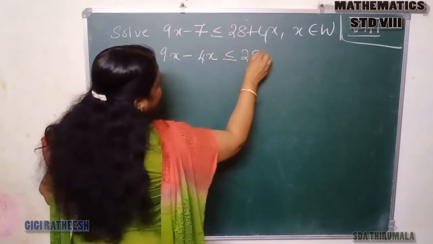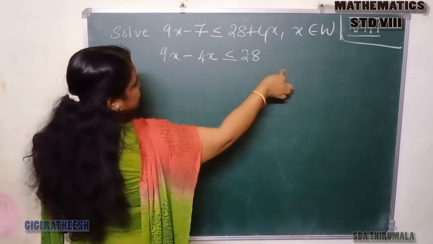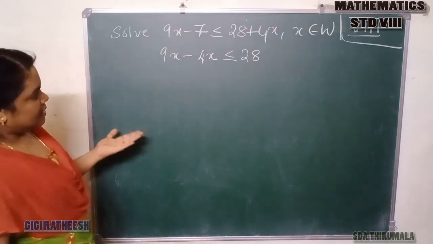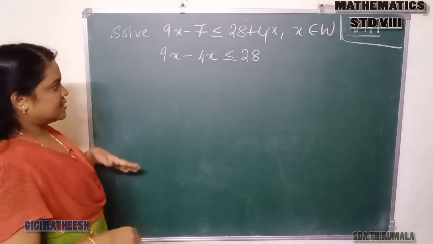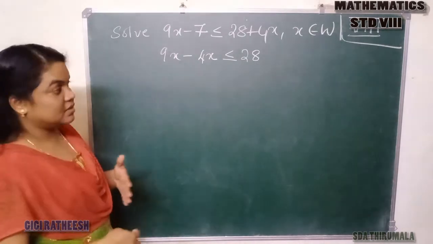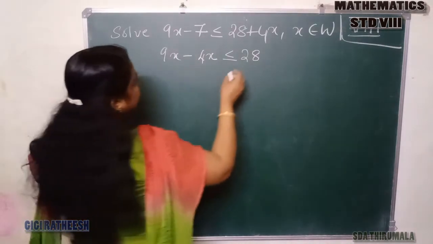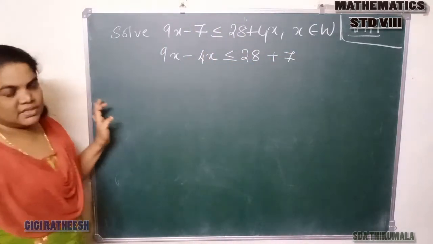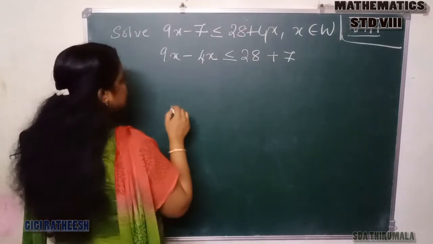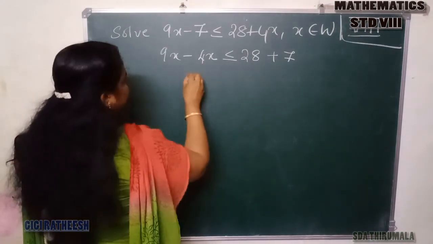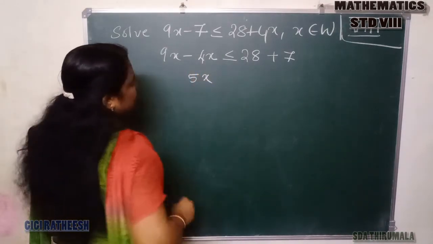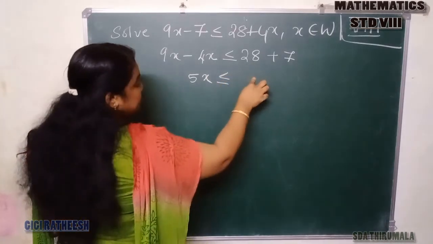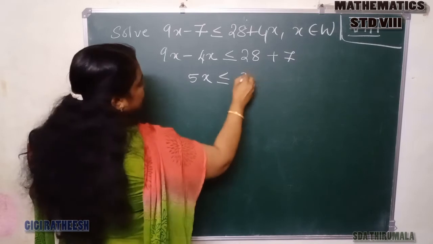And then taking this minus 7 to the right side, the constant to the right side. The constant in one side and the variables x in the left side, and the constant in the right side, that is 28 plus 7. This is minus 7, it changes to plus 7. That is equal to 5x. My 9x minus 4x is equal to 5x. 5x is less than or equal to 28 plus 7 is equal to 35.